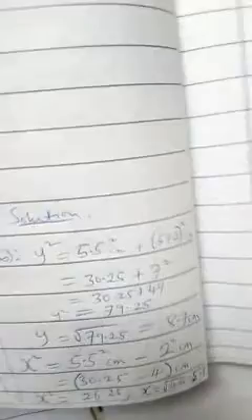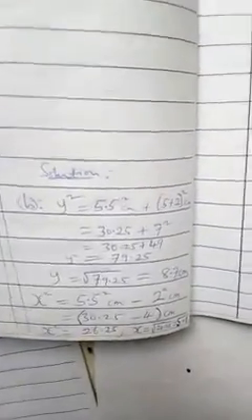5.5 square will give you 30.25. Then 5 plus 2 is 7. 7 square will give you 49. So 30.25 plus 49 will give you 79.25. So our y square is 79.25. The square root of 79.25 will give you 8.7. That is the value of y.